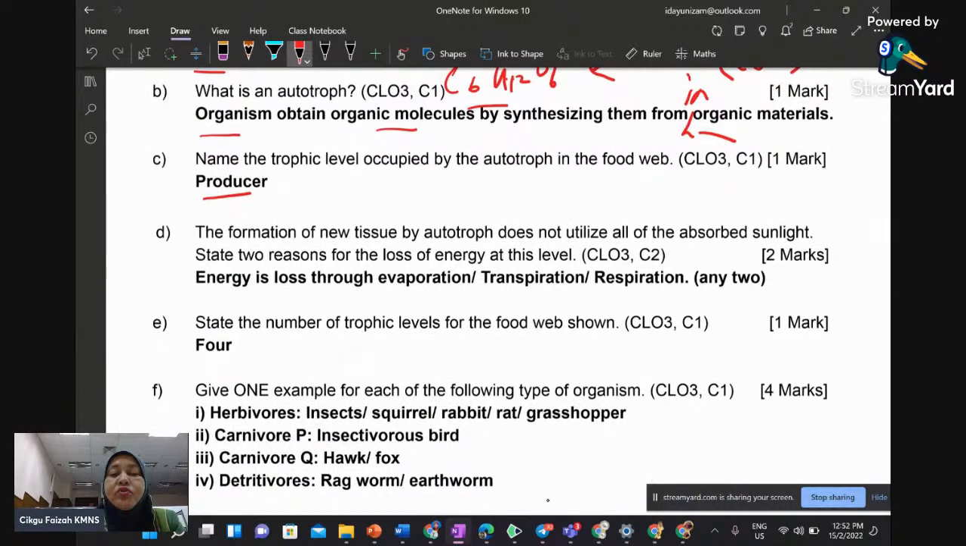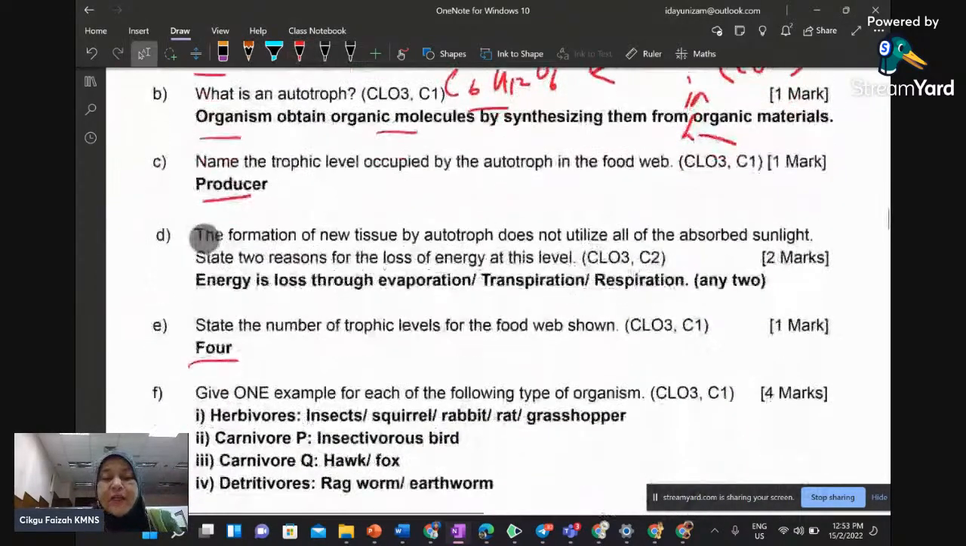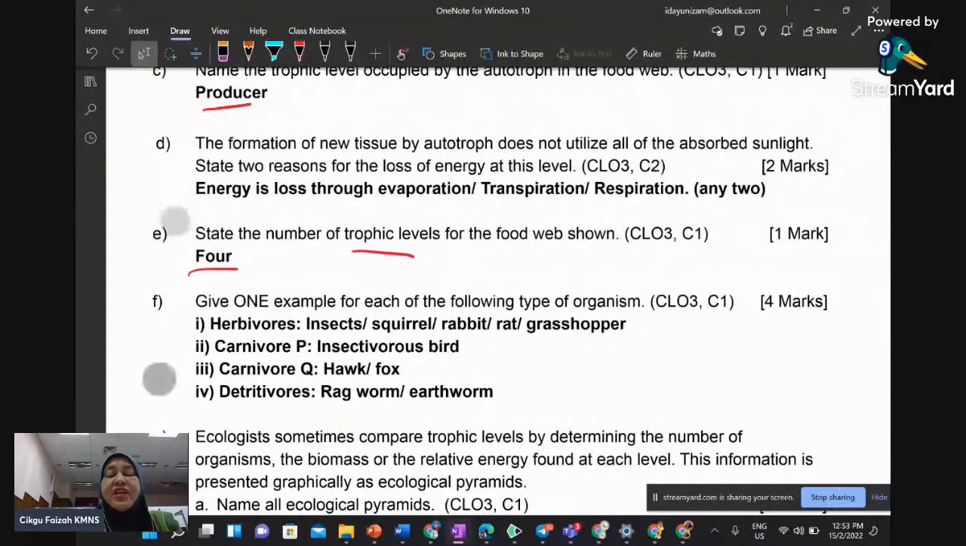So how many trophic levels are there here? There are 4 trophic levels. Look again here: autotroph 1, 2, 3, 4. Okay, the detritivore comes in when the carnivore dies. When the carnivore dies, the autotroph dies, the herbivore dies, then it will go under the detritivore or detritus food chain. So that's why the number of trophic levels involved here can be up to 4 trophic levels.